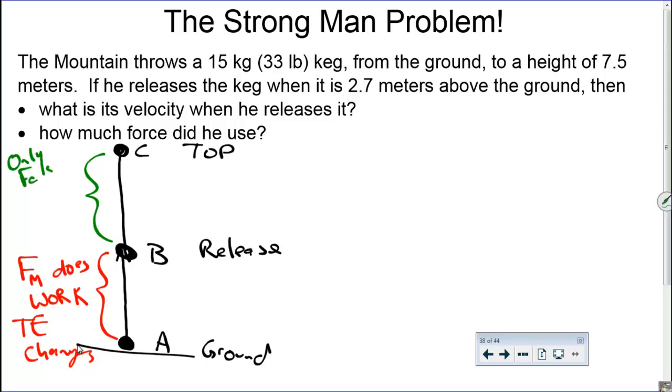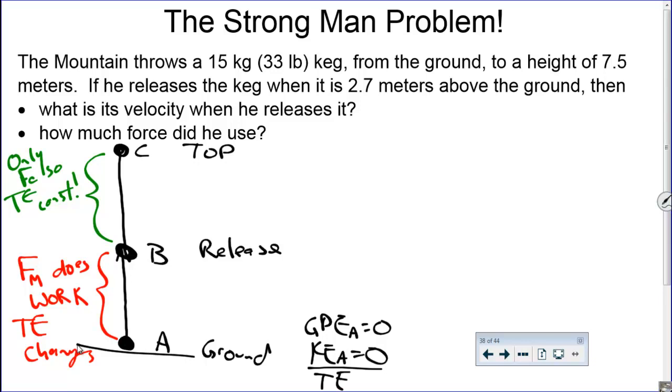So TE is constant. Okay, so let's see what we can figure out. With all that in mind, here's what we know. At the ground, the GPE is 0. The KE at the ground is 0. That means the total energy at the ground is 0.